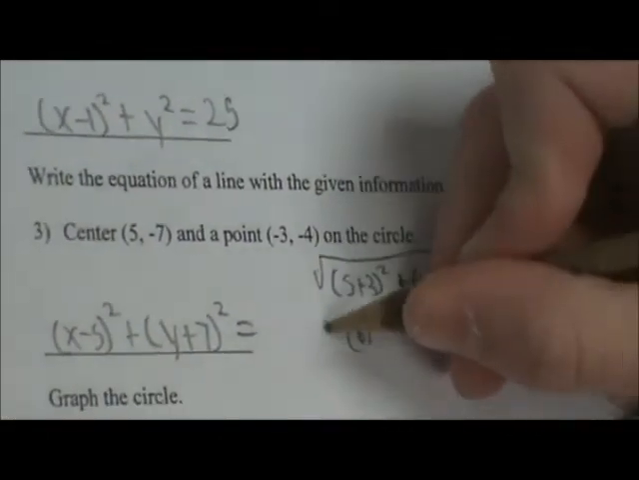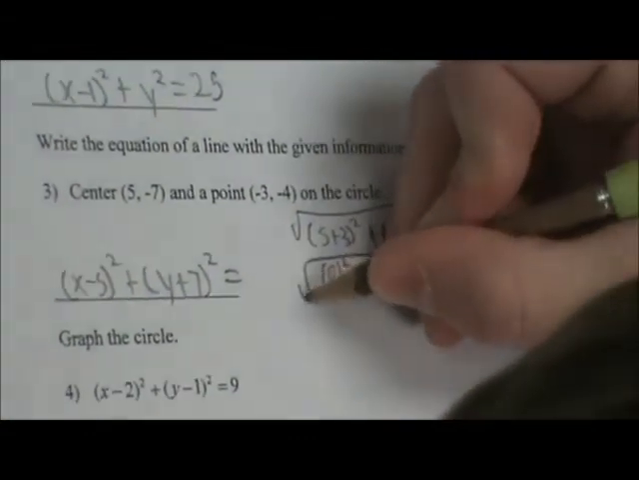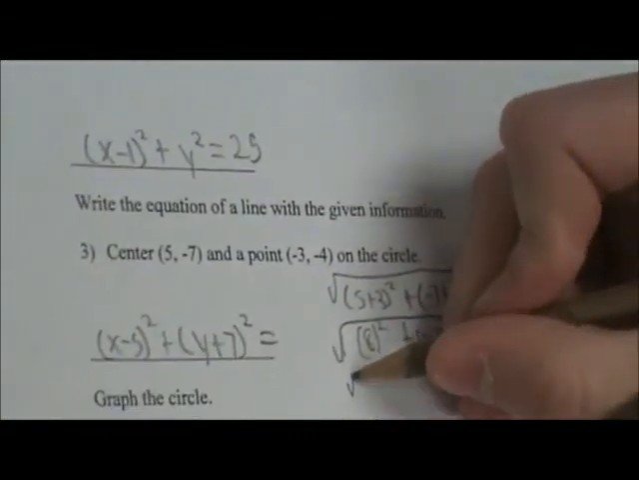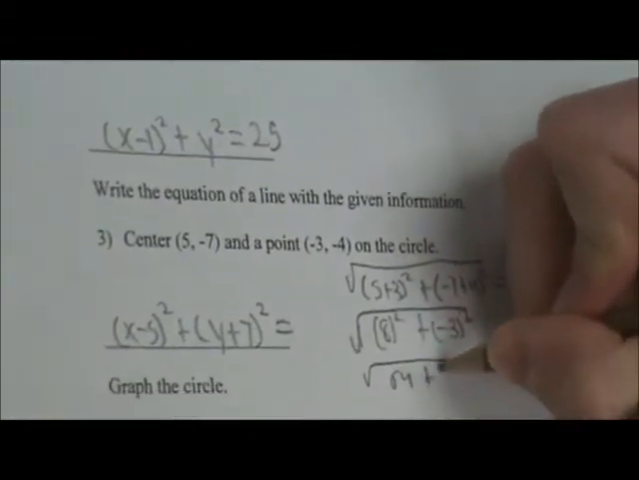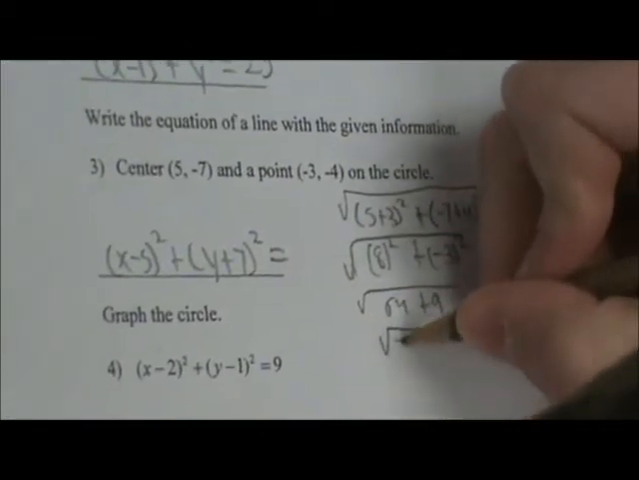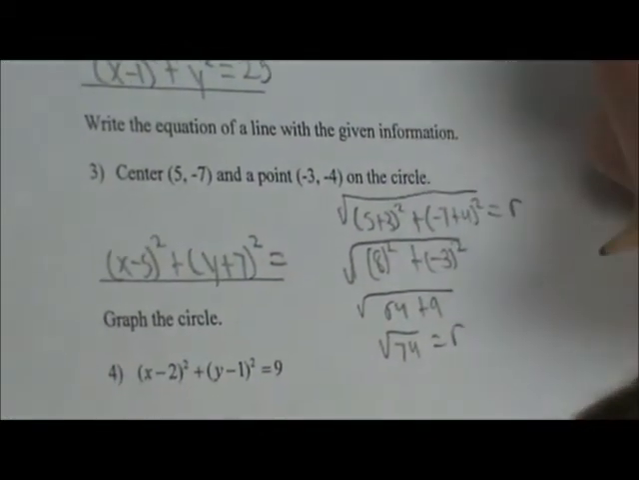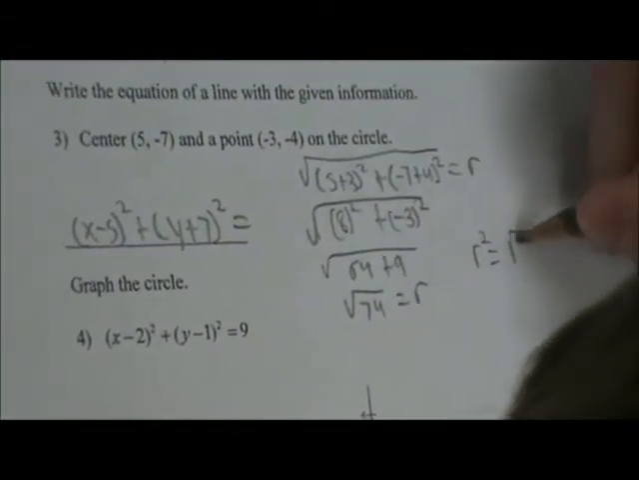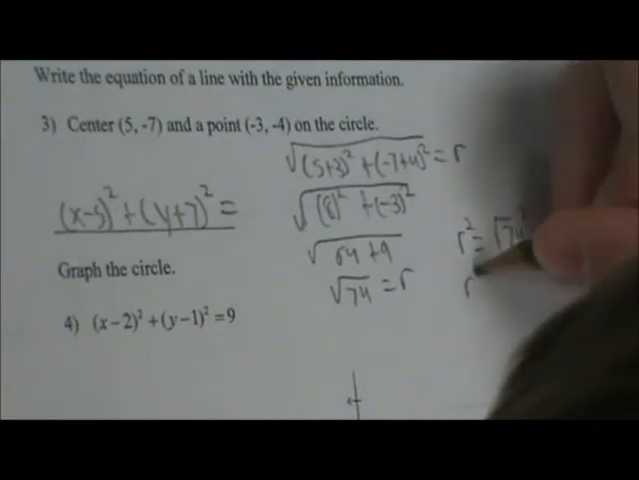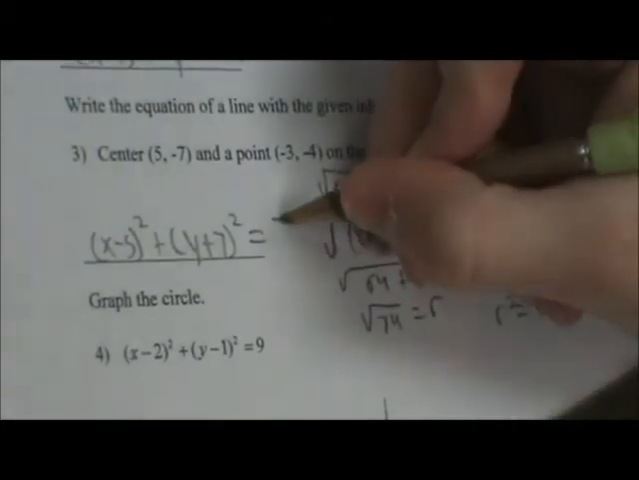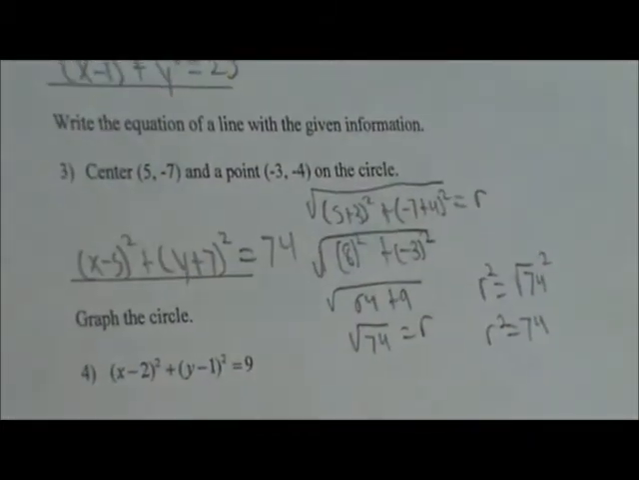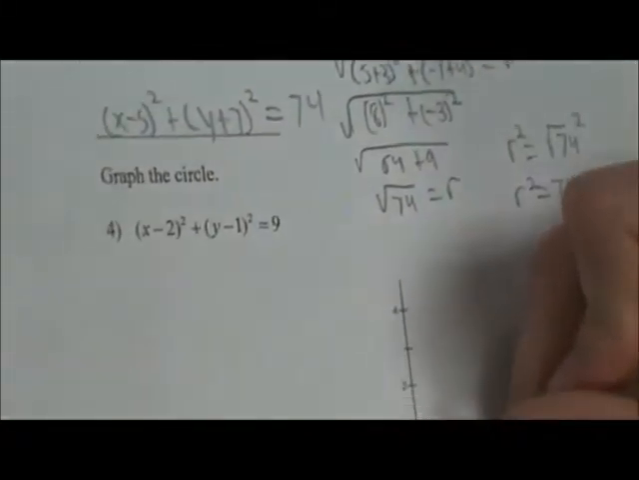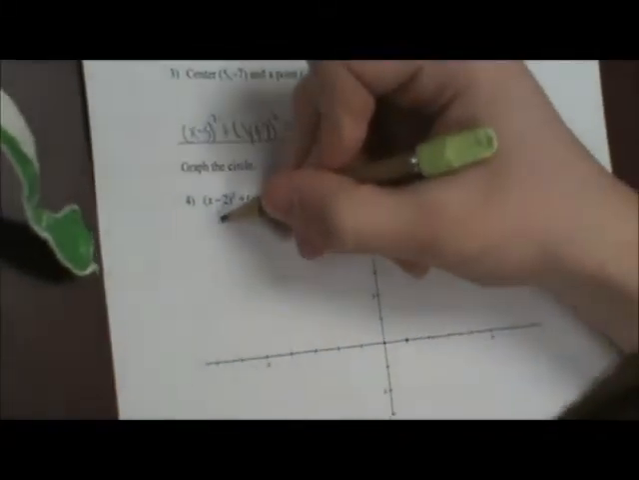So we're going to have 8 squared plus -3 squared, so the square root of 64 plus 9, which is the square root of 74. The square root of 74 is going to equal r. We don't need to find the exact value, although it's really easy, because all you have to do is square it, since that's what we want for the equation. So it's going to be the square root of 74 squared, so you can just get 74. Well, the equation will equal 74.